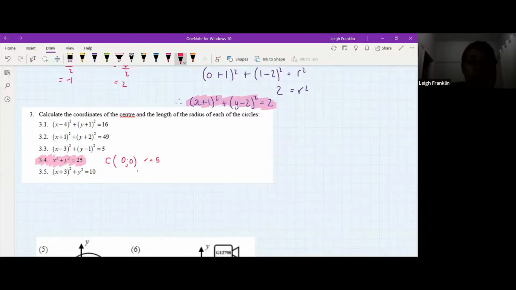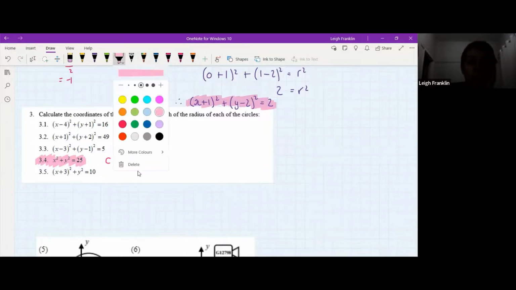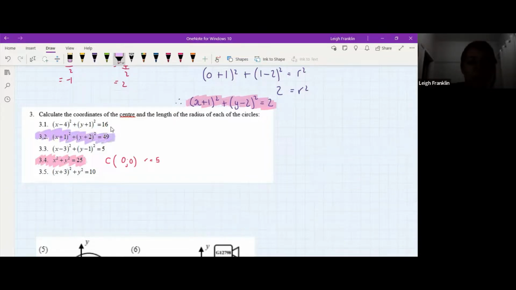Okay, Cassandra. I see you were also going to answer earlier. Why don't you do 3.2 for us? Tell us, what are the coordinates at the center, and the length of the radius? -1 and -2. Good, Cassandra. So this circle has been shifted to the left and down. What's the length of the radius? 7. Lovely. Does that make sense to everybody?